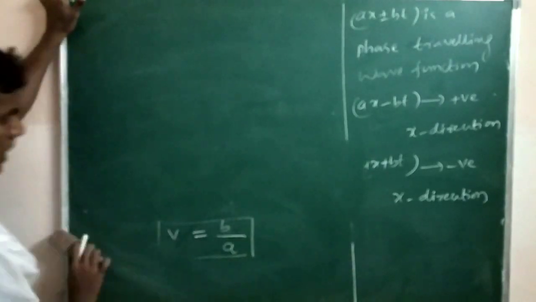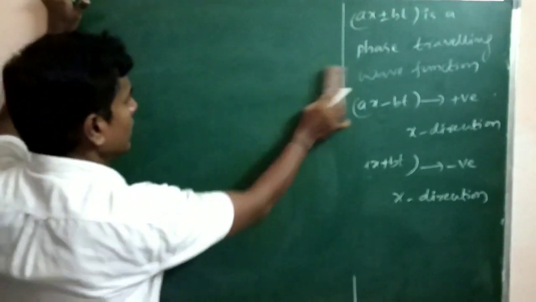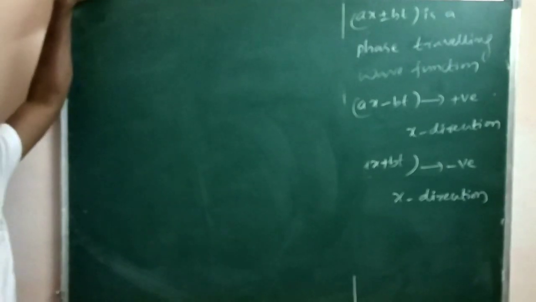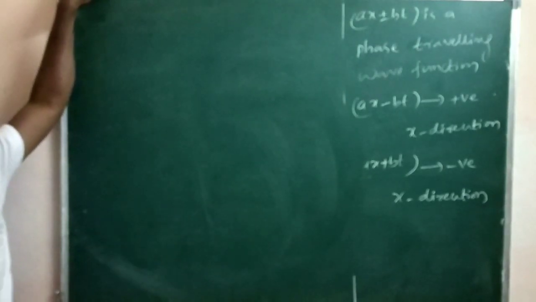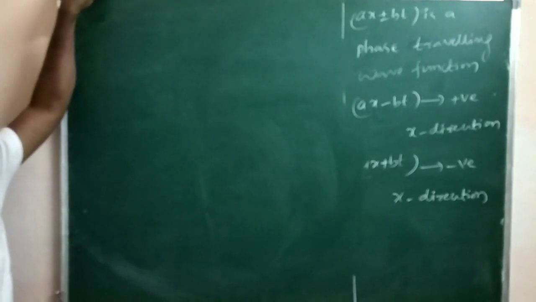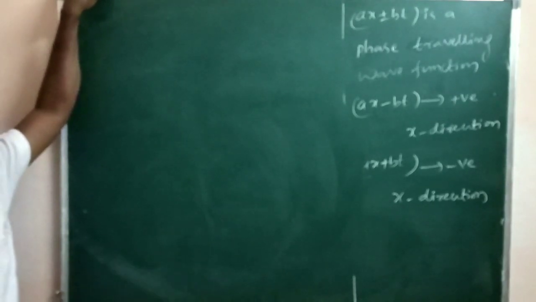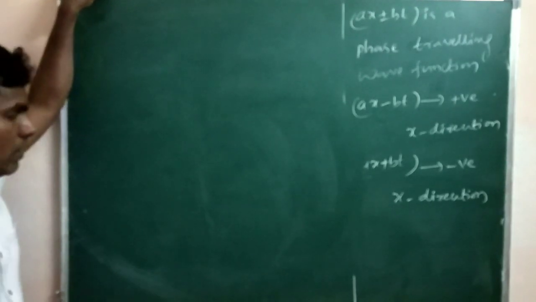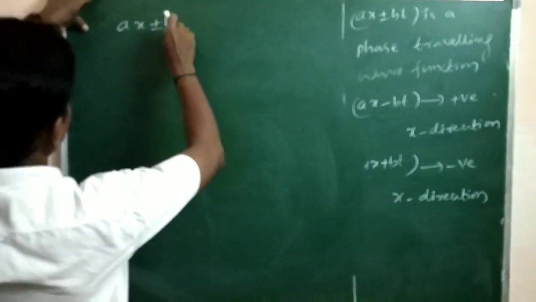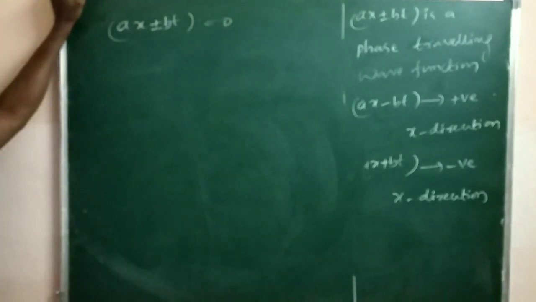In another way, we have to write the speed of the wave. When the wave moves along the positive x direction or in the negative x direction, the shape does not change. I told you the shape does not change when it propagates along the x direction. So here, ax plus or minus bt is constant.